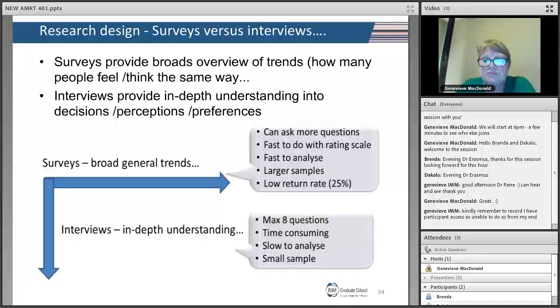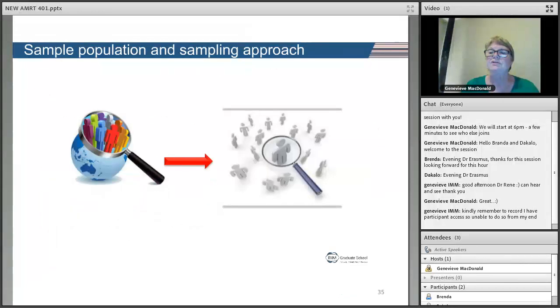It's slow to analyze because you cannot just copy and paste their answers. You have to compare their views and see how many of them agree, disagree, or mention something new, something different, etc. So you can only use a small sample. For a research project like AMRT402, I wouldn't do more than 5 interviews because of the time that it takes.